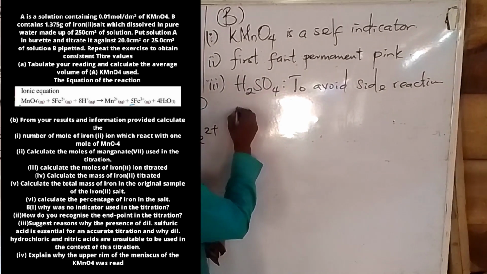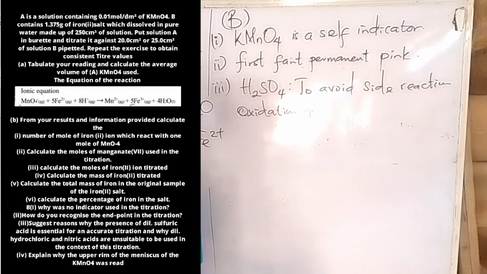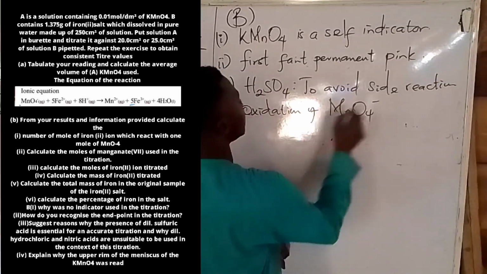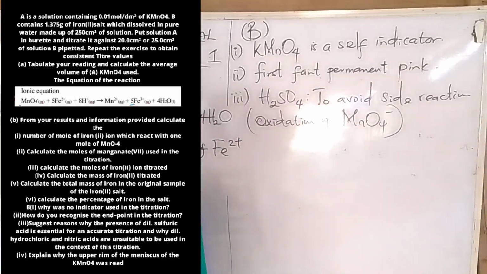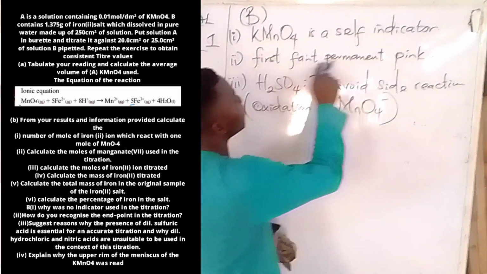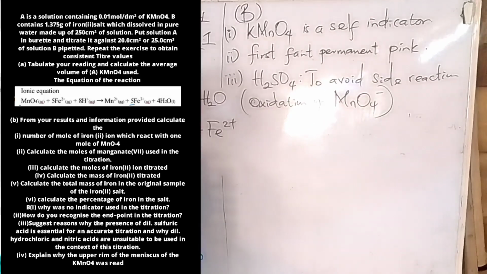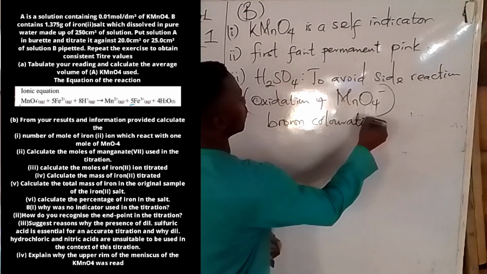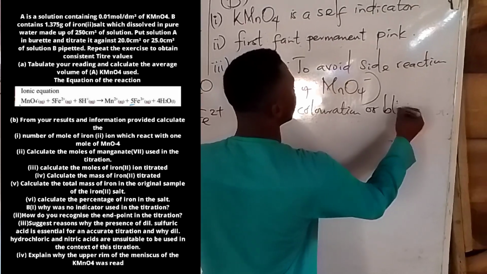The side reaction is known as the oxidation of MnO4. So this is what you are just trying to avoid, the side reaction. Now, when you get the oxidation of this, instead of getting the end point to be the first permanent pink, you are definitely going to get a brown coloration, or it is possible for you to get a black precipitate.